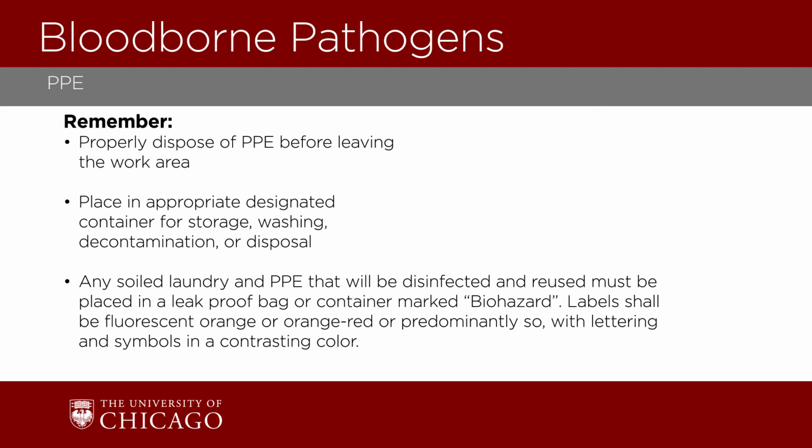Make sure your containers are properly labeled, color-coded, and leak-proof. Soiled laundry that will be disinfected and reused should be placed and transported in leak-proof bags or containers marked biohazard. Labels shall be fluorescent orange or orange-red, or predominantly so, with lettering and symbols in a contrasting color.